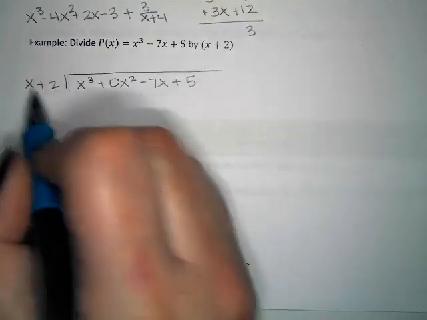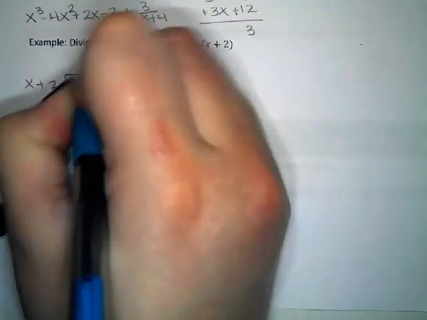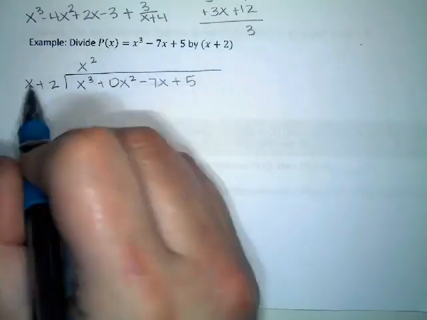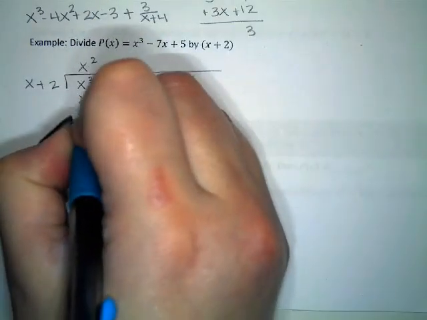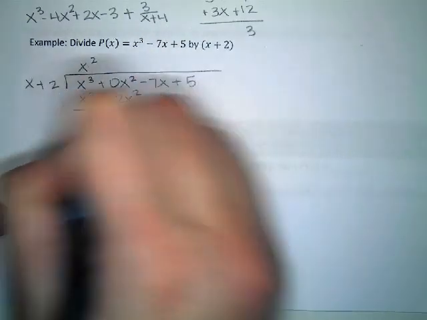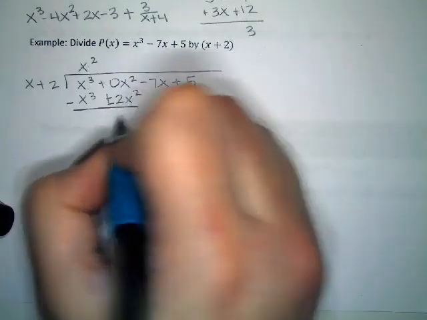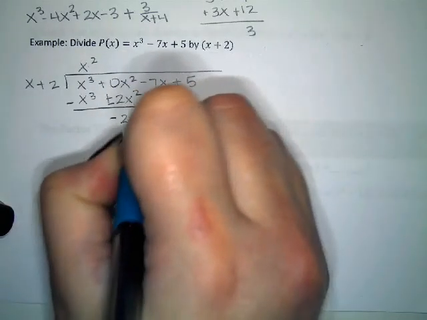All right, x multiplied by what is x to the third? That would be x squared. X squared times x is x to the third. X squared times 2 is 2x squared. Draw the line, change the signs. Those cancel out. Negative 2x squared. I'll drop the next term.